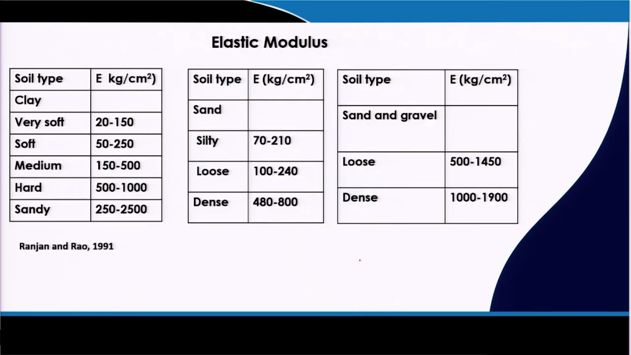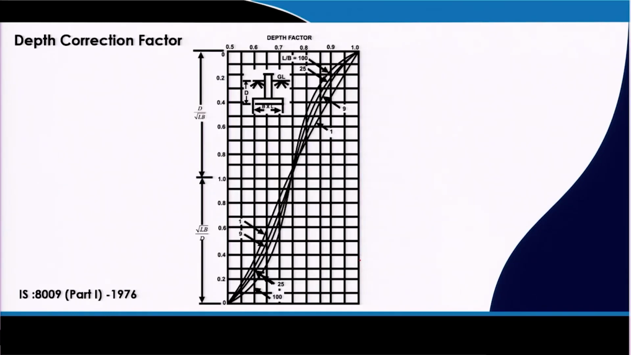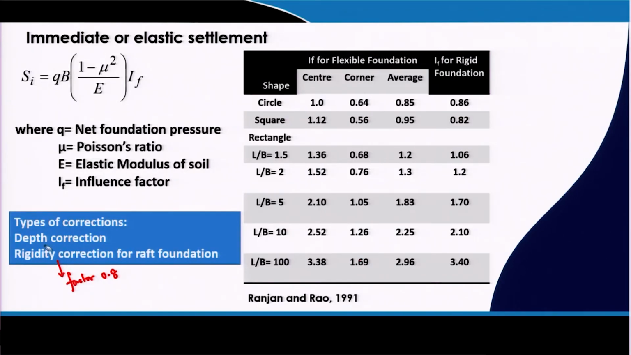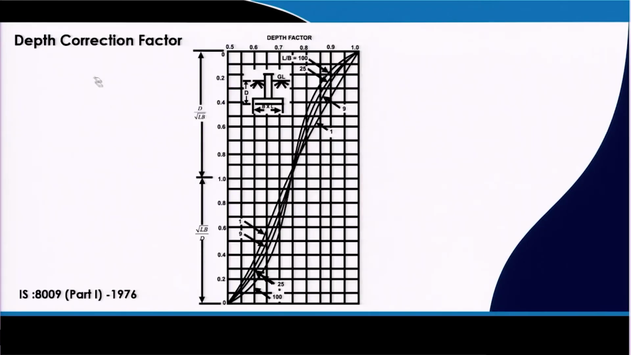Now, this is another table by which you can also get the elastic modulus for different types of soil. And then, as I mentioned, there is a depth correction factor. This is the rigidity correction factor I have discussed. Now, there is a depth correction factor, which I can get from the depth correction factor chart by Fox. The x axis is the depth correction factor, the y axis is root over L by B divided by d. D is the depth of foundation.